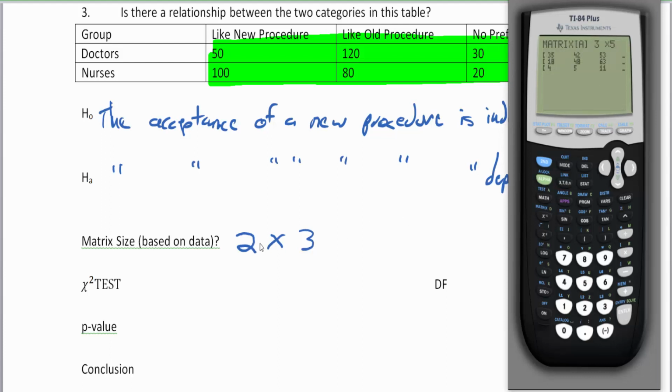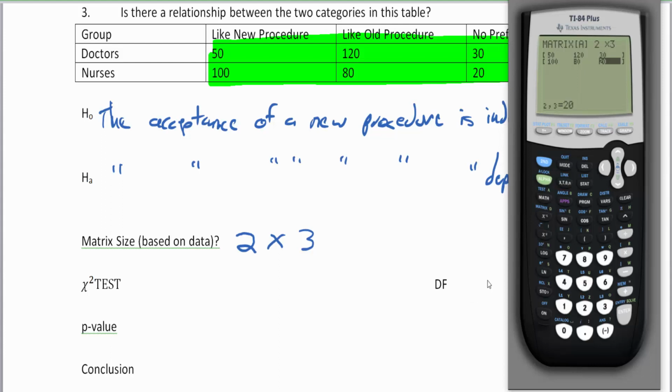Now this one's going to be a 2x3, so I hit 2 enter. And see, I just chopped a row off right there, and then 3 enter. Oh look, it just made it really small, but it still has the data from our last problem, so let's just type over it. So 50 enter, 120 enter, 30 enter. So just type in your data. 100 enter, 80 enter, 20 enter. And I am going to double, triple, quadruple check that the data I entered is correct, because the calculator is going to do everything in its brain.